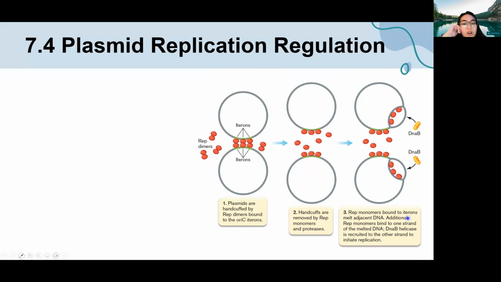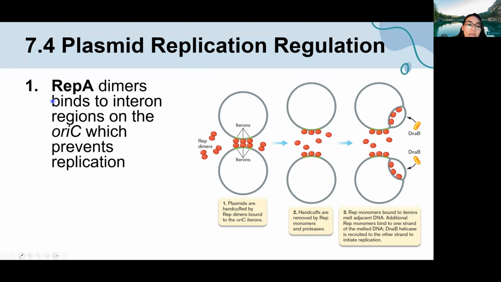All right, moving on. Plasmids have to regulate their replication. Certain plasmids replicate all the time, so you can have hundreds of copies of that plasmid inside of the bacteria. And for some plasmids, maybe there's only one or two copies. So different plasmids regulate their replication differently. And so how does this happen?